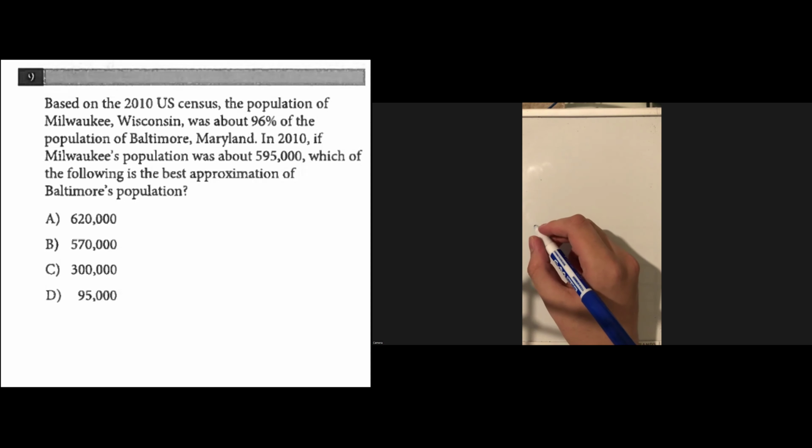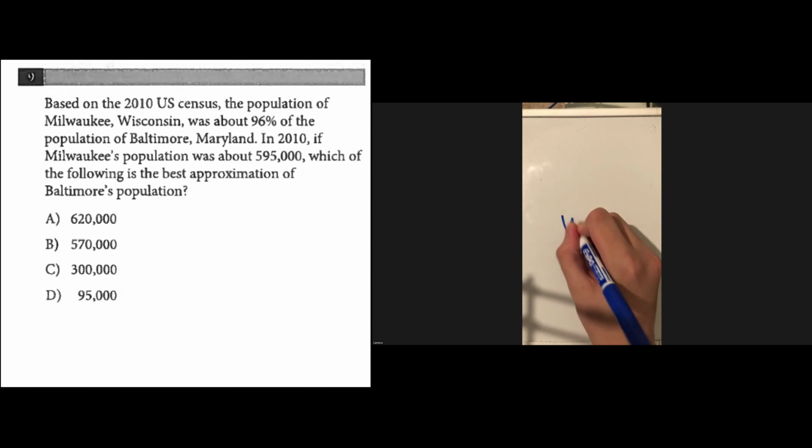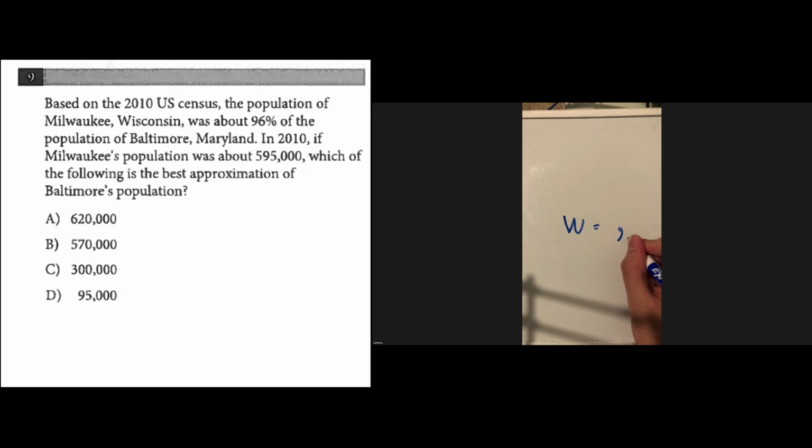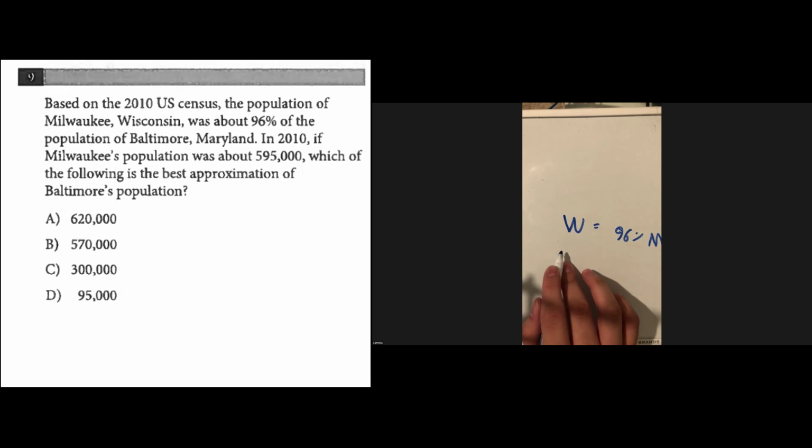Okay, so for question 9, it says that the population of Wisconsin, we're just going to say that Wisconsin is 96% of Maryland. In 2010, Maryland's population was 595,000. Sorry, Milwaukee's population was 595,000, which is Wisconsin. So Wisconsin's population was 595,000.